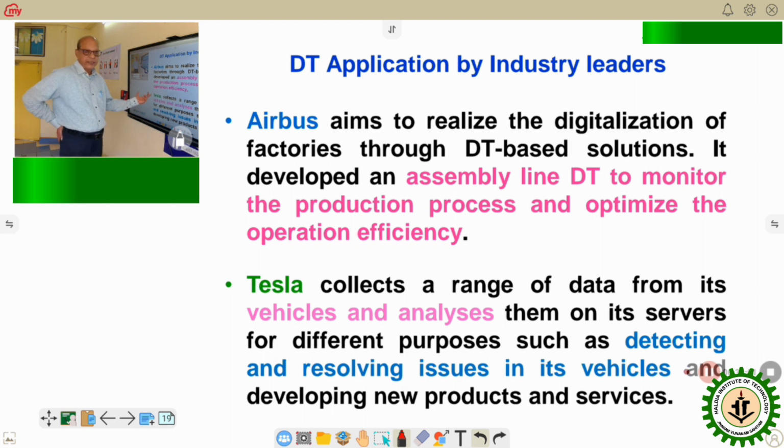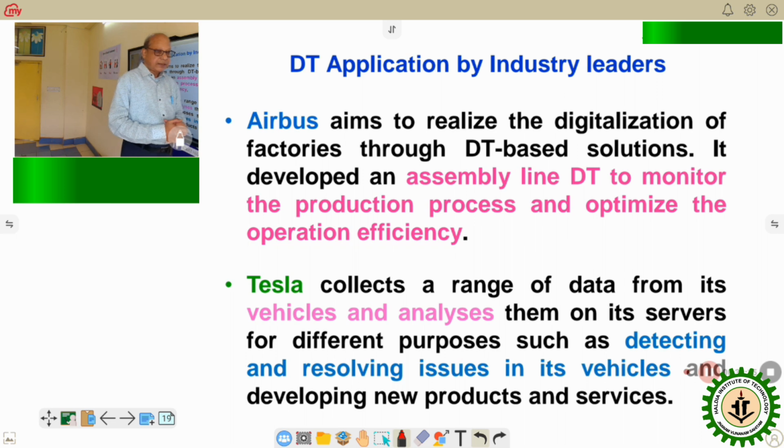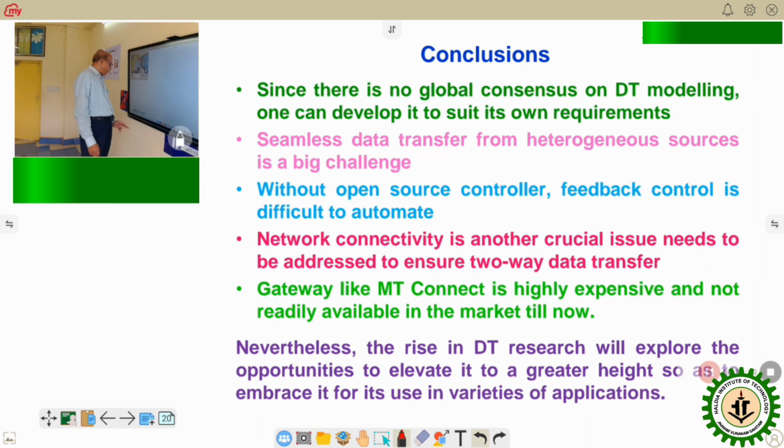Tesla, the leading EV manufacturer, collects a range of data from its vehicles and analyzes it on its servers for different purposes, such as detecting and resolving issues in its vehicles and developing new products and services. So in the coming days, it is expected that it will flourish and its appeal is so universal that other industries will also benefit immensely from DT capabilities.